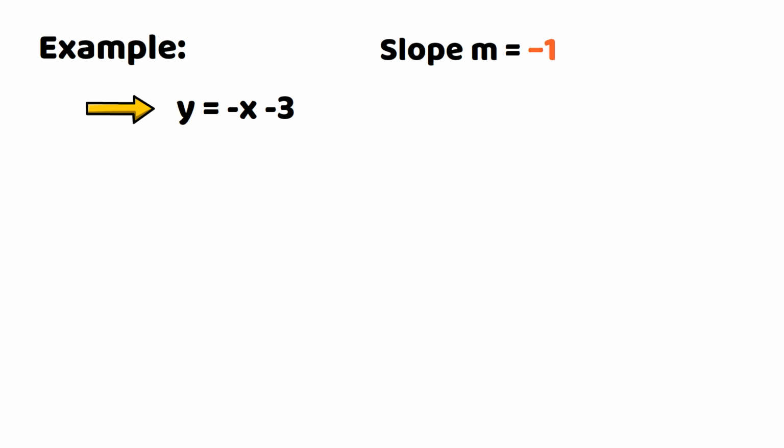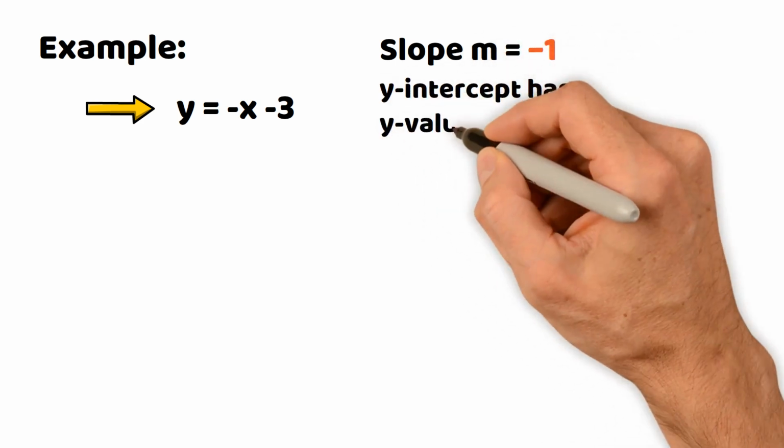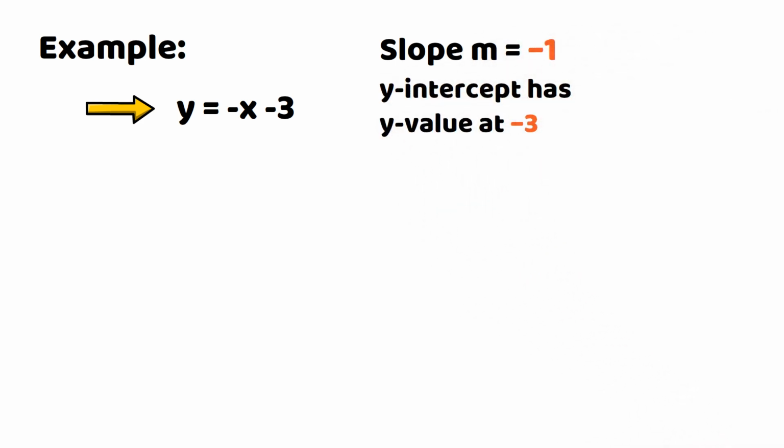Even though there is no coefficient, we could put a 1 in front of it, and we have a negative there. So m is negative 1, and the y-intercept has a y value of negative 3. This will be the graph of the line. As before, we can plot a few points. We can make a small table showing some of the values. When we designate x values, we can then determine y values.